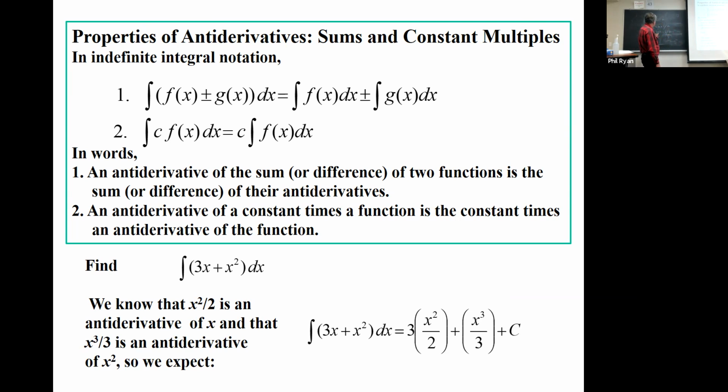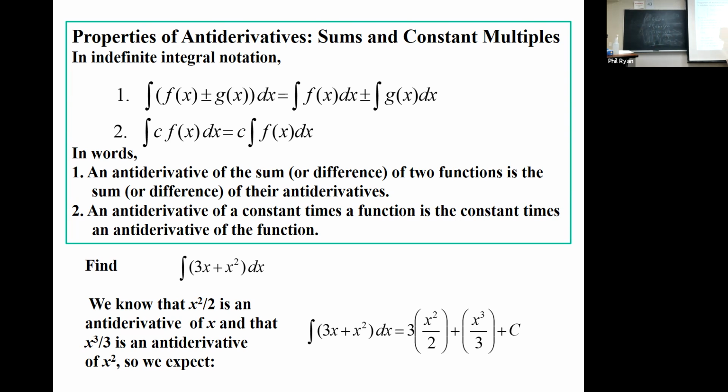Right, so the antiderivative of x is x squared on 2. So I can replace that by x squared on 2. The antiderivative of x squared is x cubed on 3. So I can replace that by x cubed on 3. And so I just plug those in. And then at the end, I do the plus c, because if I differentiate, away goes that constant.